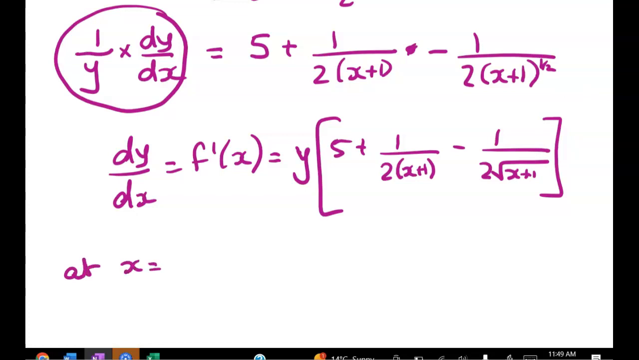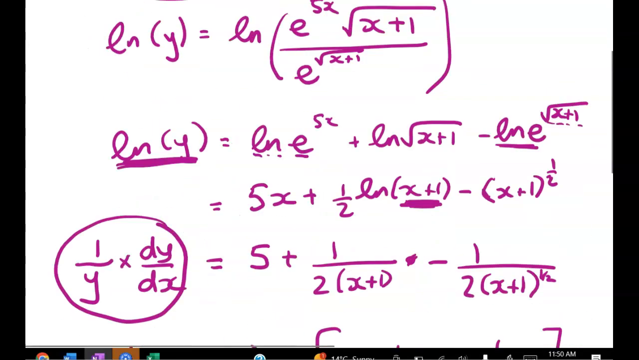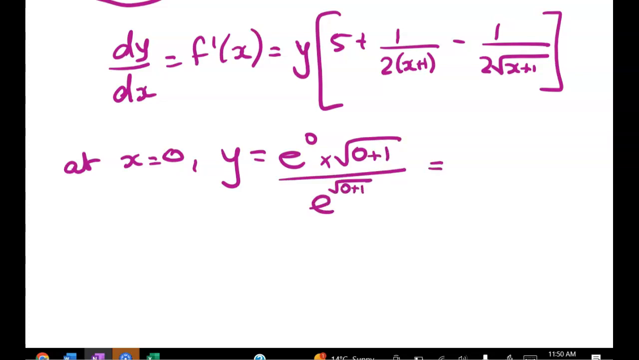So when x is equal to 0, y, going back to the start, we're just going to substitute 0 in here. So y is equal to e to the 0 times the square root of 0 plus 1 over e to the square root of 0 plus 1. That works out to be 1 times 1 over e, which is just 1 over e.